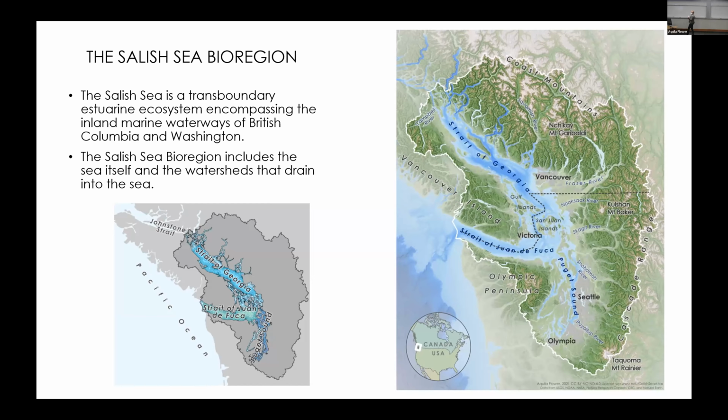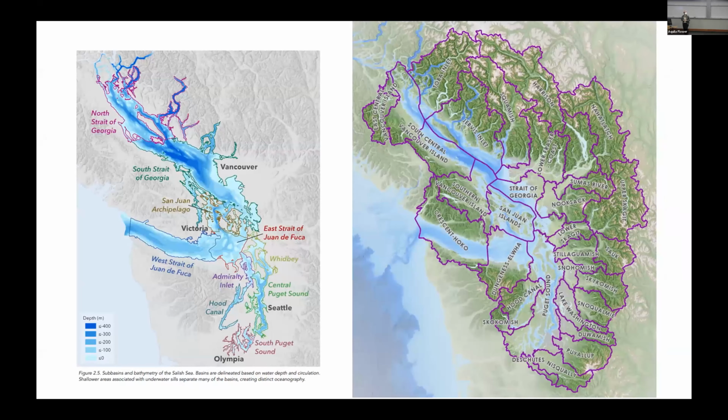Any sort of management, conservation, restoration, scientific research, or just general education about an international region like this requires, I think, this bioregional perspective, whether you call it that or not. So this bioregion is centered on these three main water bodies here: the Strait of Georgia, the Strait of Juan de Fuca, and Puget Sound. I'll show you a little bit more detail about that.